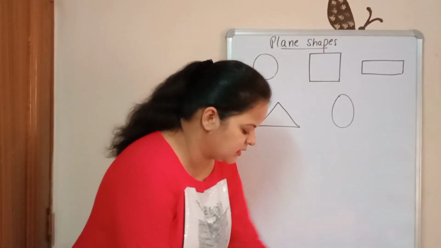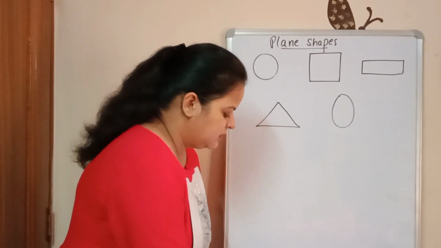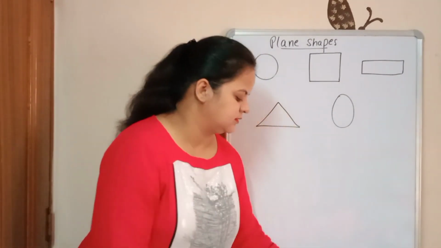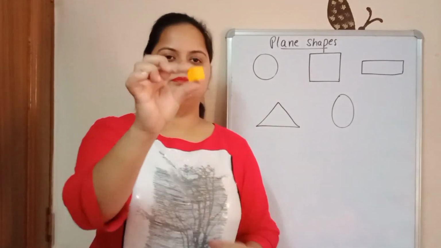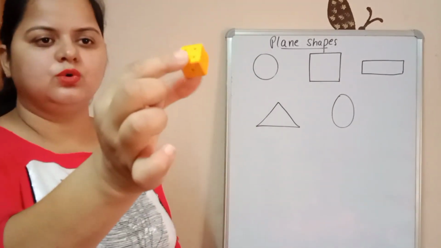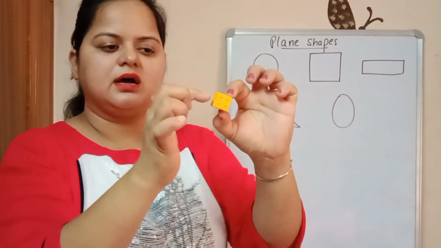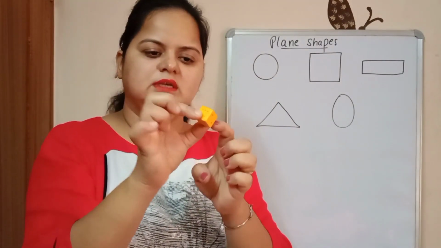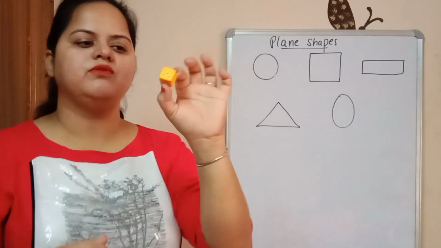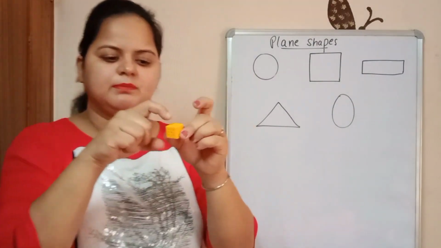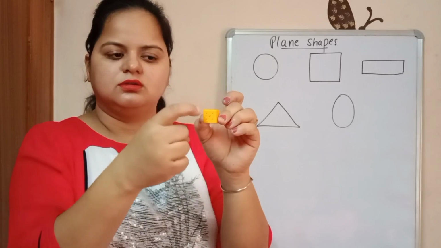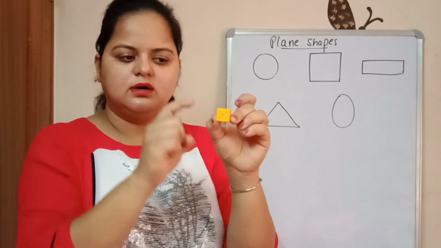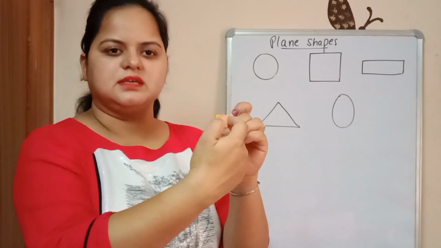And now we will count its faces, edges and corners. See, this is a cube and these are the faces of the cube. Let's count them. 1, 2, 3, 4, 5 and 6.